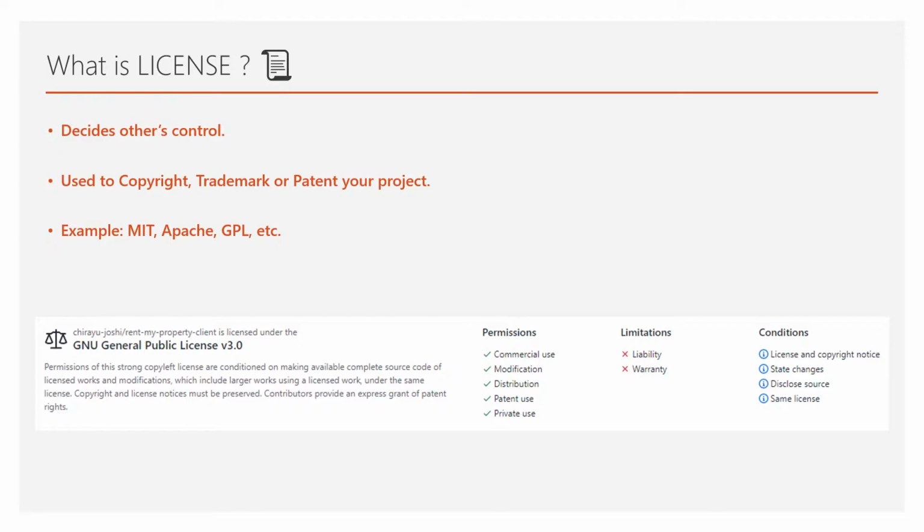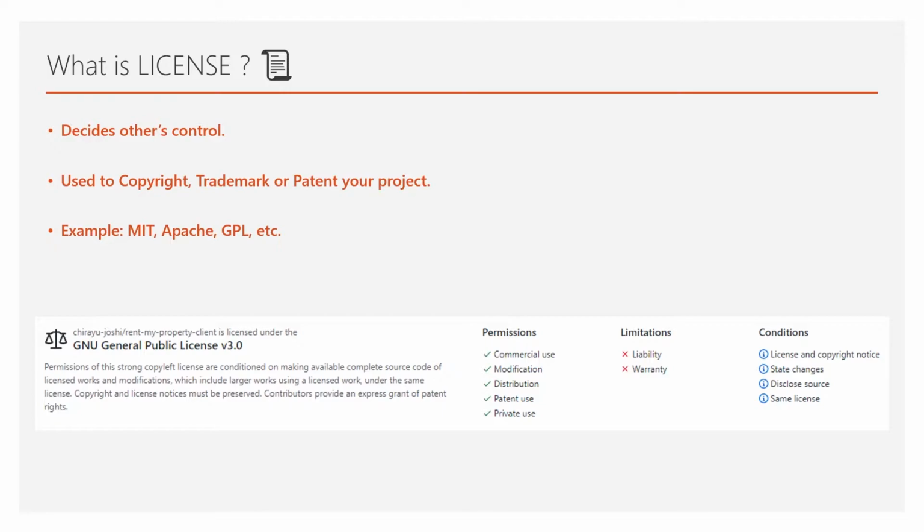The next license is Apache. It is similar to the MIT license, but it has some more specifications in it. By using the Apache license, you can have a patent in your project.